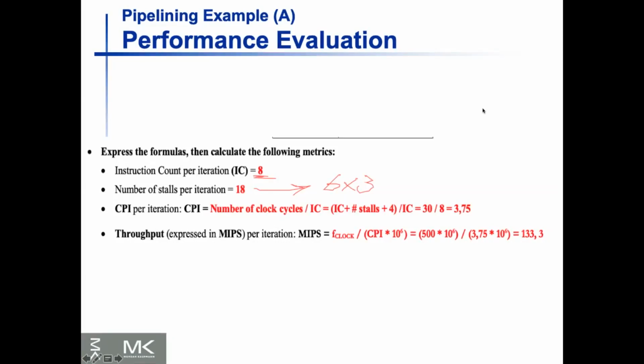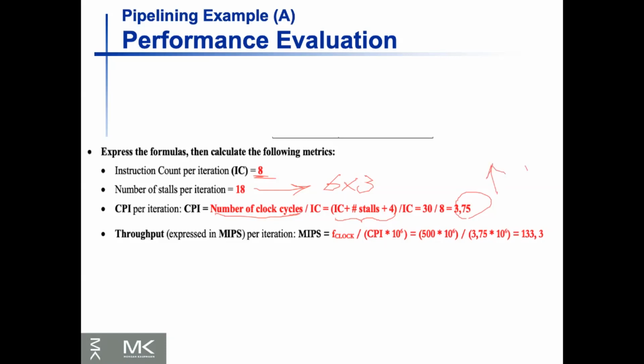Then you're asked to compute the CPI. CPI is clocks per instruction, so that's pretty easy because you have the number of clock cycles. You compute it as the number of instructions plus number of stalls plus that 4 because of the pipeline, divided by the number of instructions. That shows you the efficiency of your pipeline. At this point it is 3.75.